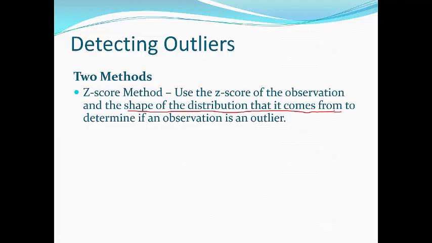Because mu plus or minus sigma, we saw a little while ago, that could be the z-score plus or minus 1. Then you move out to plus or minus 2, plus or minus 3. So if I tell you that you have a z-score of 4, that's going to be an outlier. And I'll give you some examples in just a second. So that's the z-score method.